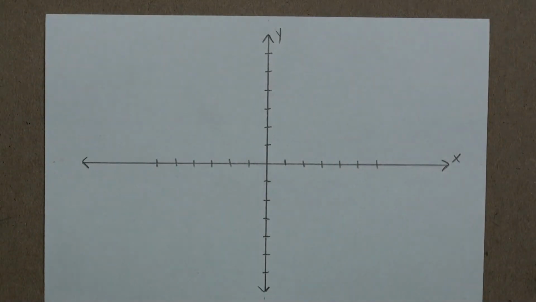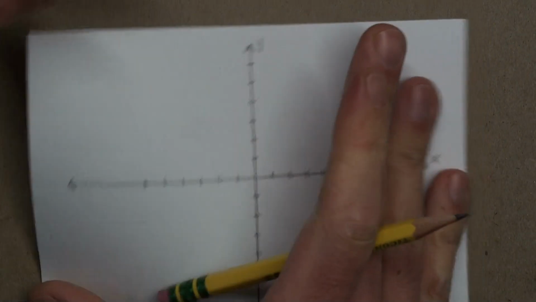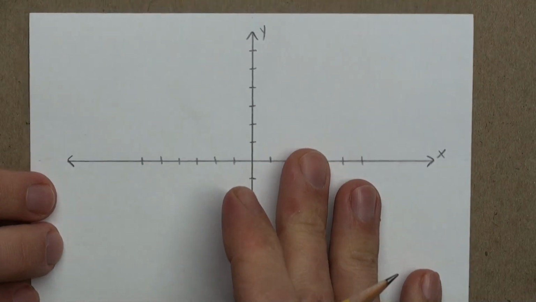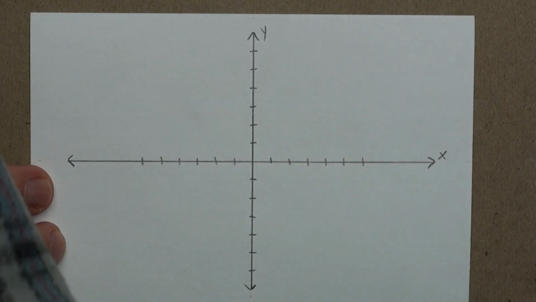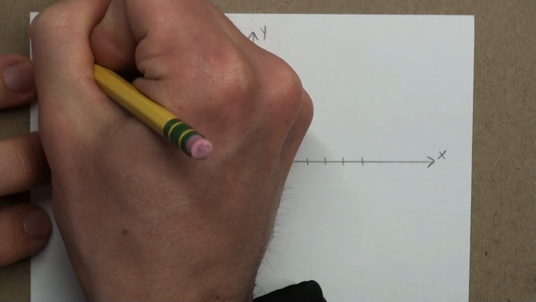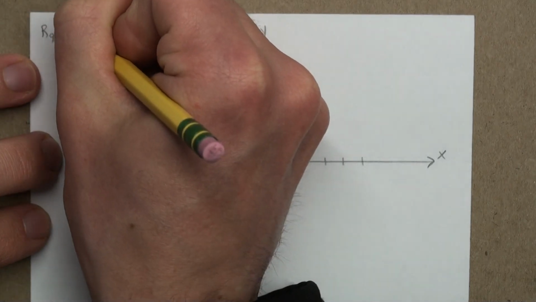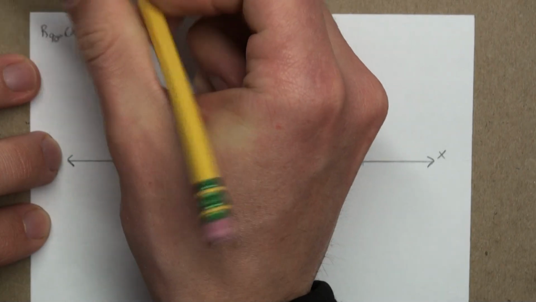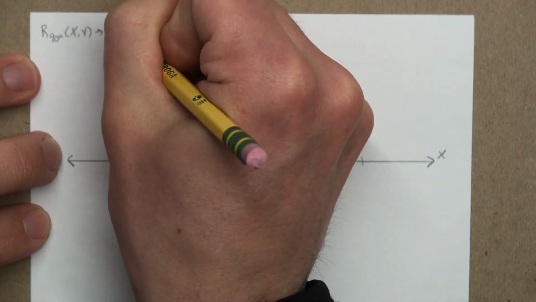Okay. So let's first plot our original. Let's actually write down our little statement, what we want to do here. So what we're doing is a rotation of 90 degrees, which is going to take x comma y and make it -y comma x.